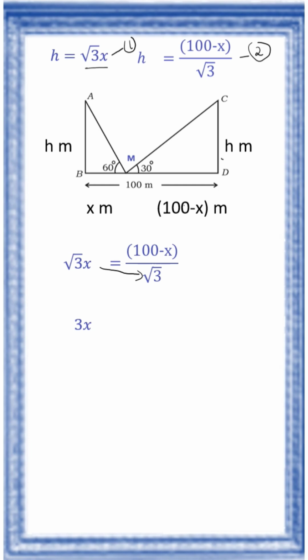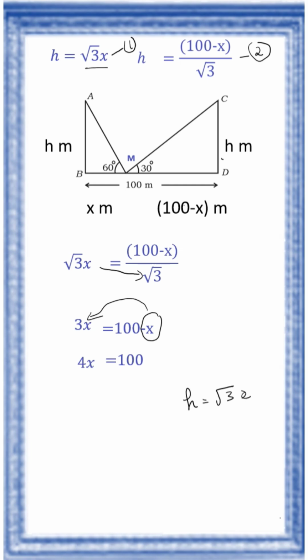Transpose x to this side. What will you get? 4x is equal to 100. Then x is equal to 100 by 4, which is 25. So now substitute. H is equal to root 3x.